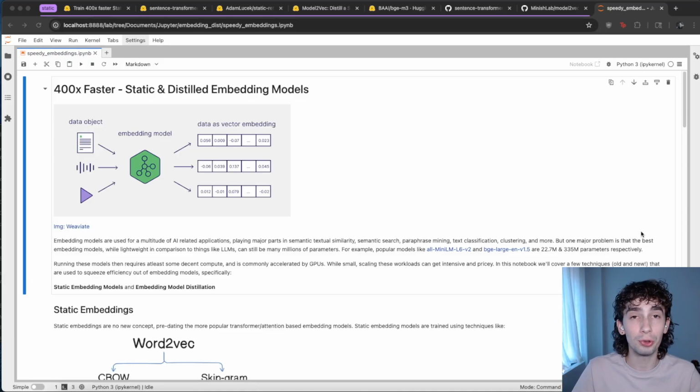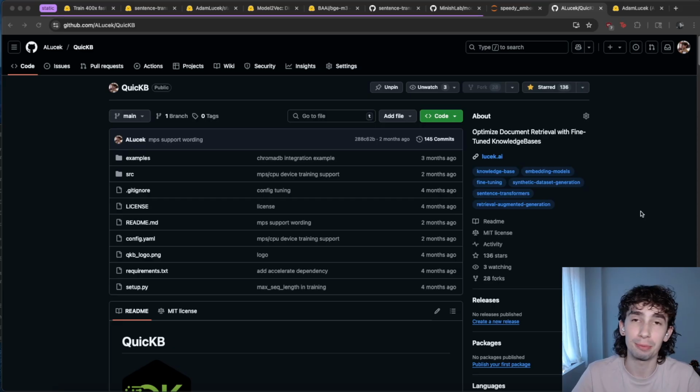Essentially, a few older techniques of using static-based embeddings, which we'll get into in a bit, have resurfaced with some modern updates to create embedding models that are both 400 times faster without losing a whole lot of quality. If you know anything about me, I've put a lot of time into optimizing the retrieval step of a retrieval augmented generation pipeline, which heavily relies on the embedding model.